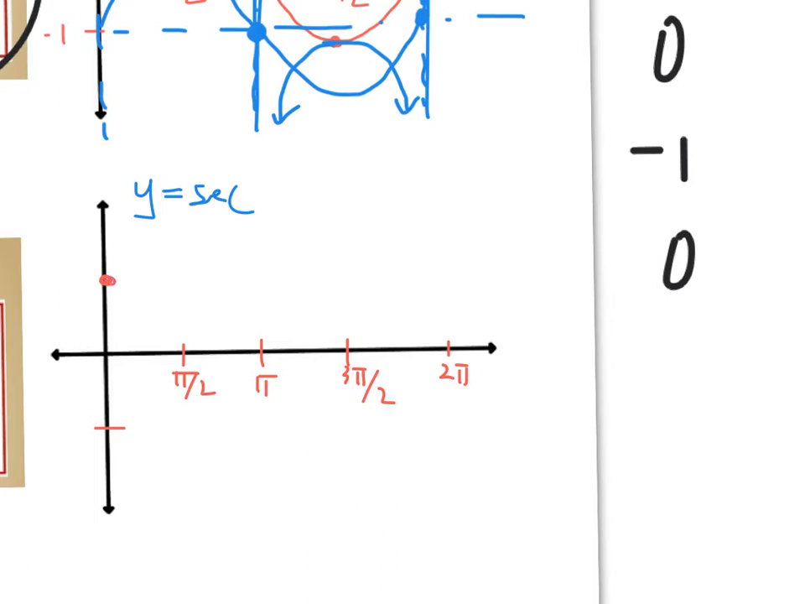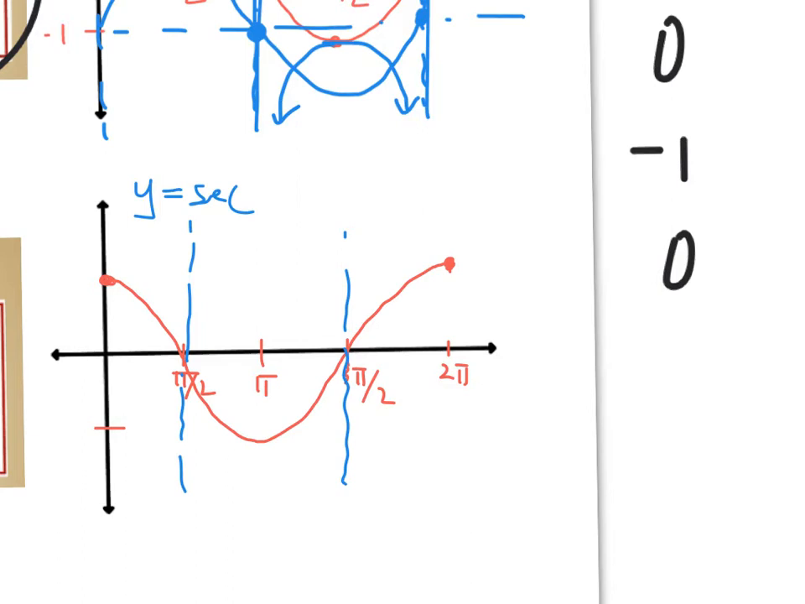At 1, and then we go down. At pi, we're all the way down at -1. At 3 pi over 2, we're back to the x-axis, and then we finish up at 2 pi. So same concept. Anytime it crosses the x-axis, that becomes our asymptote because the reciprocal of 0 is undefined.